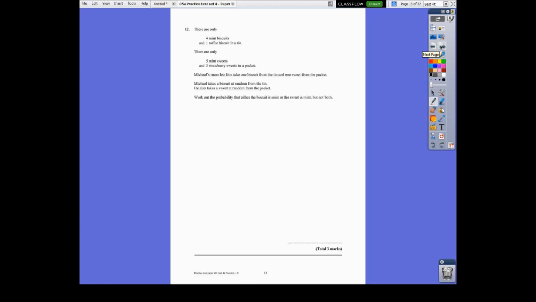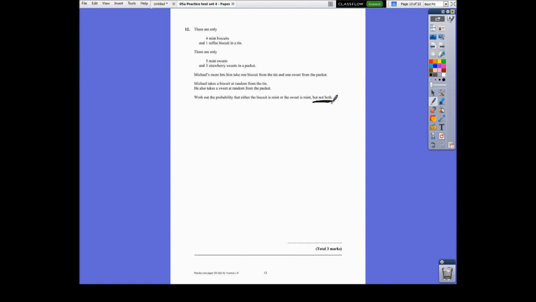Question 12. There are only 4 mint biscuits and 1 toffee biscuit in a tin. There are only 5 mint sweets and 3 strawberry sweets in a packet. Michael's mum lets him take 1 biscuit from the tin and 1 sweet from the packet. Michael takes a biscuit at random from the tin and also takes a sweet at random from the packet. Work out the probability that either the biscuit is mint or the sweet is mint, but not both.